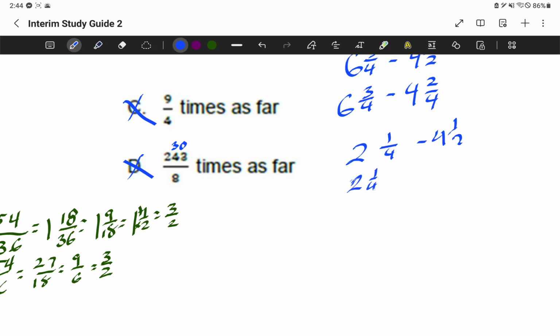How many 2 1/4 are in 4 1/2? 2 1/4 plus 2 1/4 is 4 2/4, which is 4 1/2. So that means this is half. So we have 1 1/2.